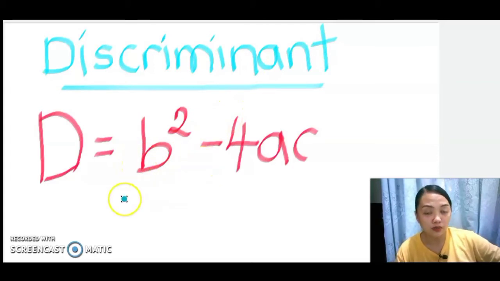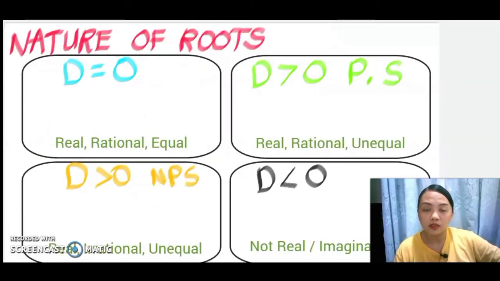What are the nature of roots? Ito po yung kung real, rational, or irrational ba siya, and imaginary, yung isang number. And at the same time, kung equal ba siya or not equal. Okay, so let's begin. So we have 4 cases to determine the nature of roots.